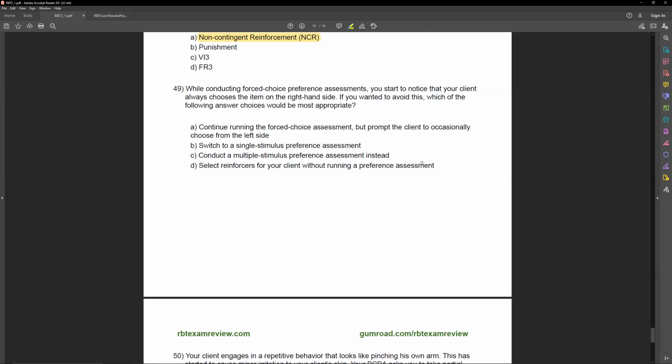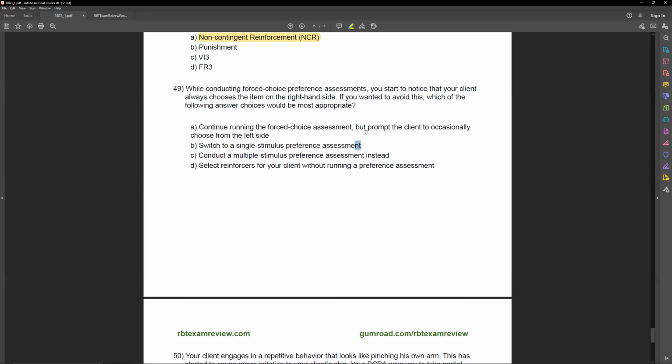So C, conduct a multiple stimulus preference assessment instead. Why is C not the answer? Well, because we're going to fall into the same problem with a forced choice, is they're always going to pick the right-hand side item. And then D, select reinforcers for your client without running a preference assessment. No, right? It's not really the most appropriate when there's other options involved, like running a single stimulus preference assessment, okay?